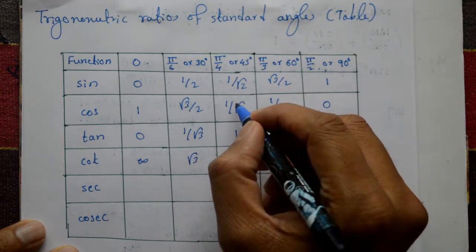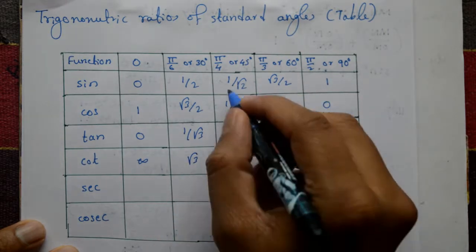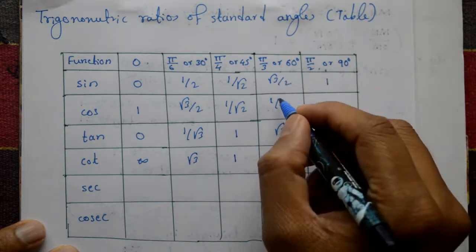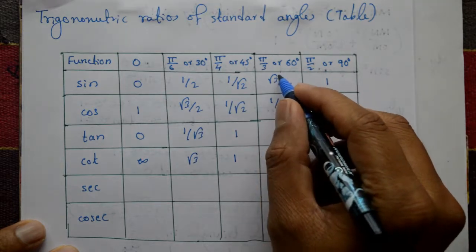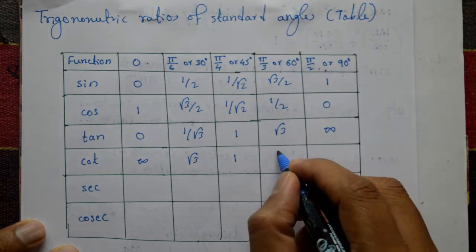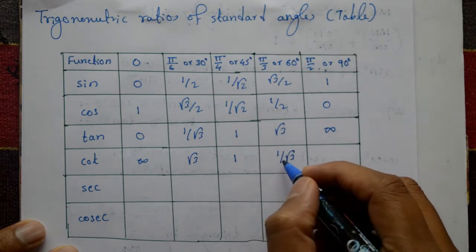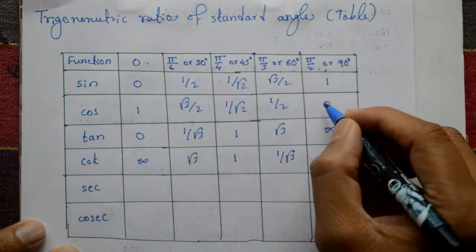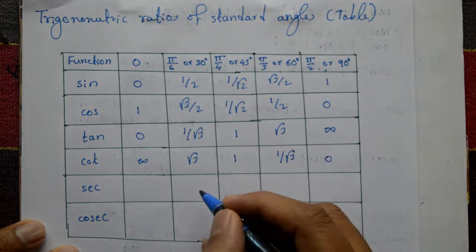Now cot 45 means cos by sine. 1 by root 2 divided by 1 by root 2. You get 1 only. Now cot 60 degrees: 1 by 2 divided by root 3 by 2. 2 cancel. We get 1 by root 3. Now cot 90 degree means cos by sine. 0 by 1 is 0 only.